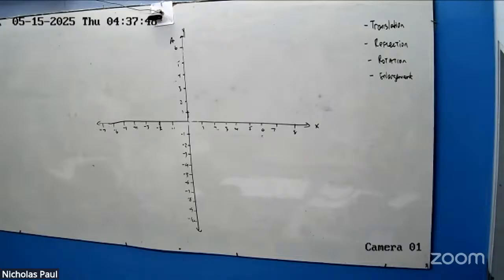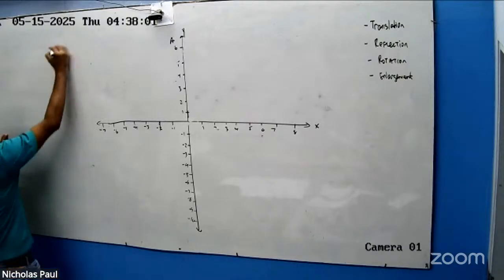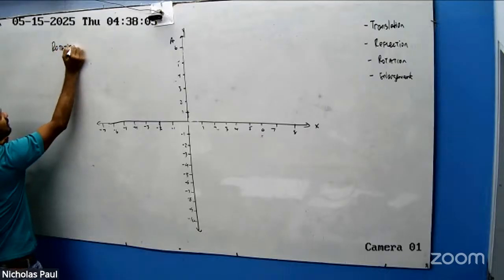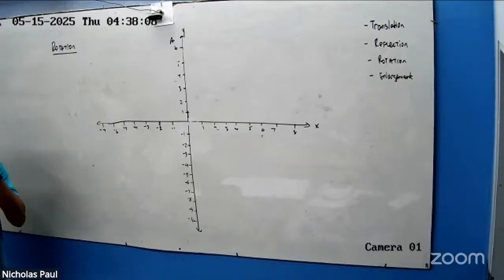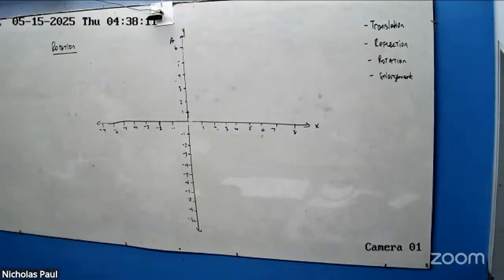Right, ready? So the formal rotation. Right, so to perform a rotation, we need 4 things. To perform a rotation, we need the following.